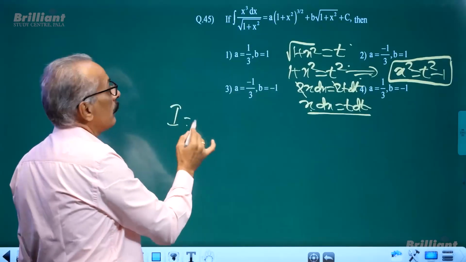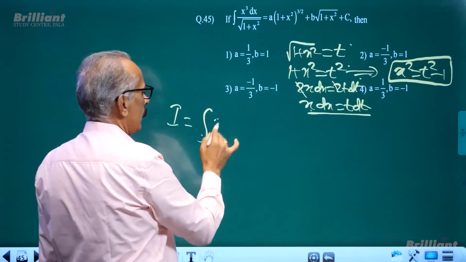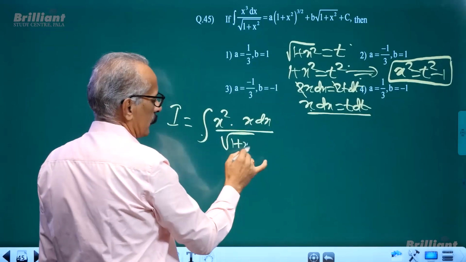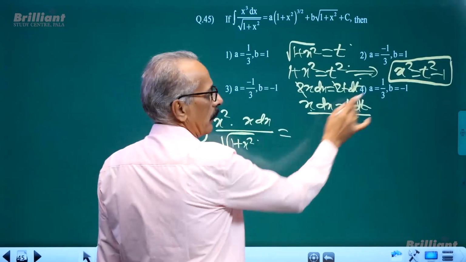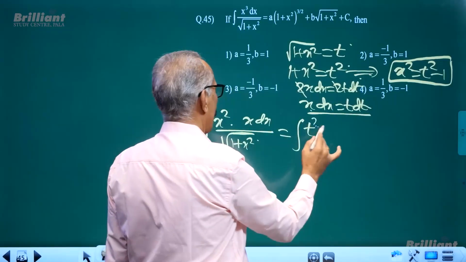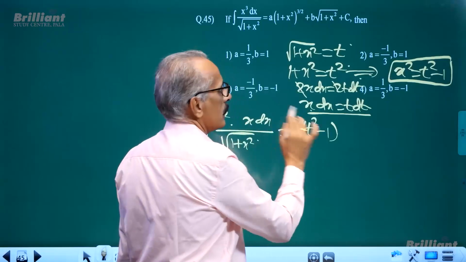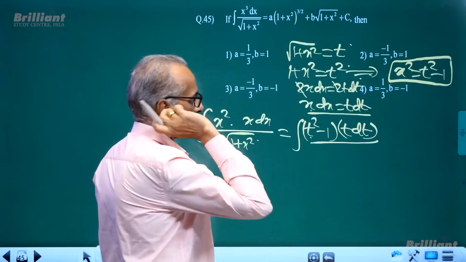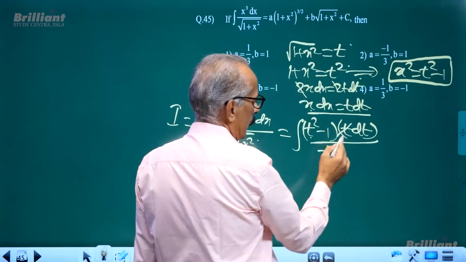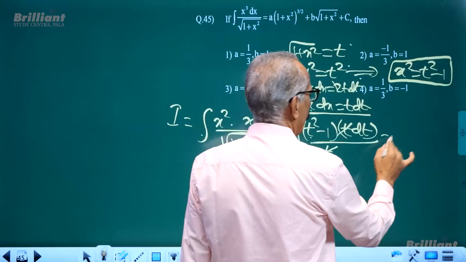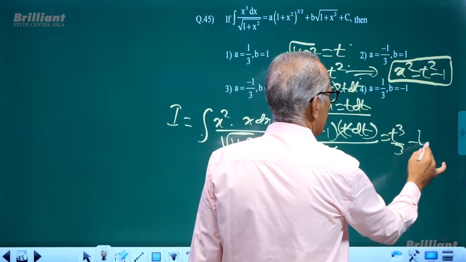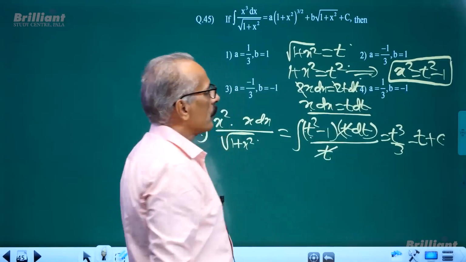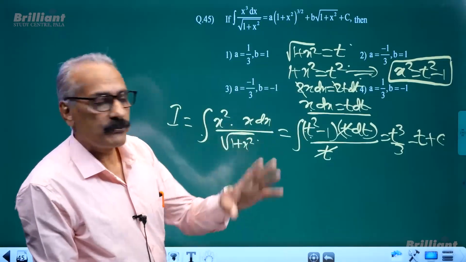Now I take my integral I. x cube means x square into x dx divided by root over 1 plus x square. What's your x square? I have written already: t square minus 1. What's your x dx? x dx is t dt. Divided by root of 1 plus x square, which is t. This t and t cancel. Integral of t square is t cube by 3, minus t, plus c. What is your t? 1 plus x square raised to half.